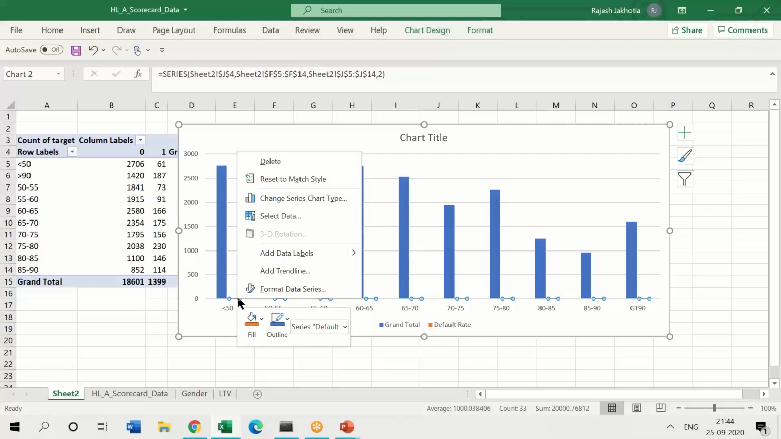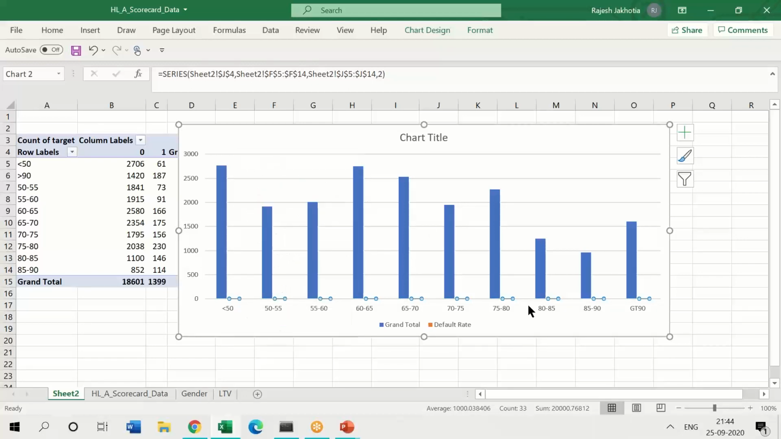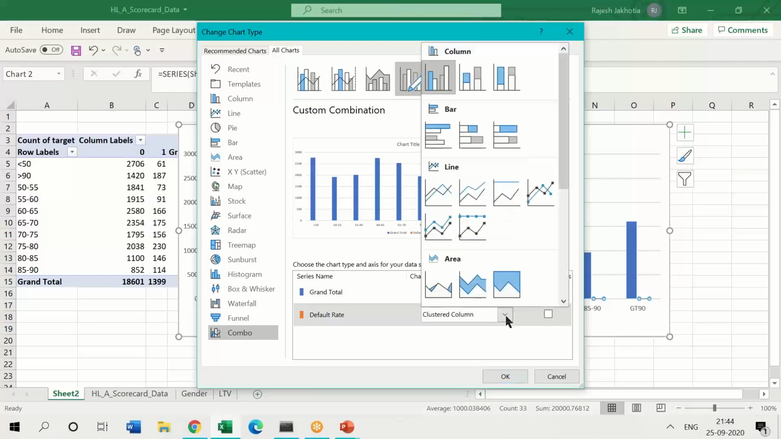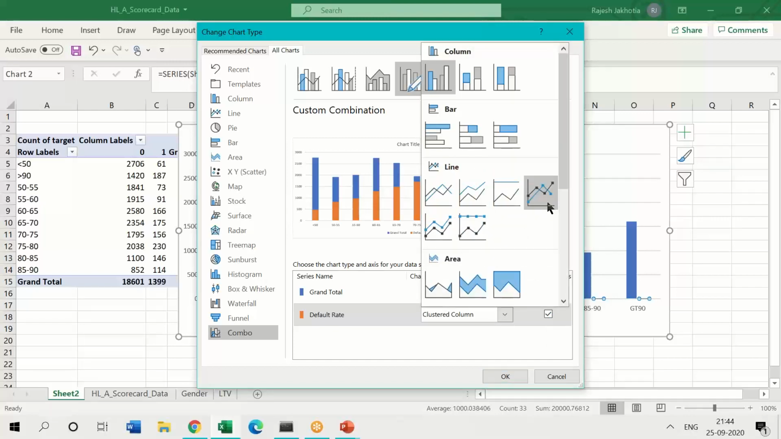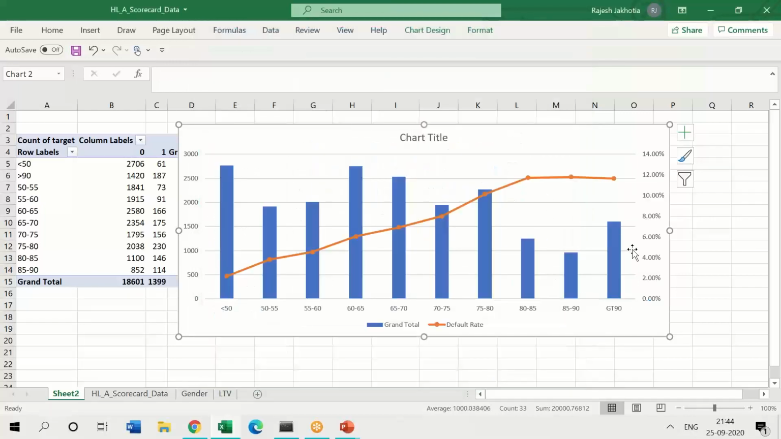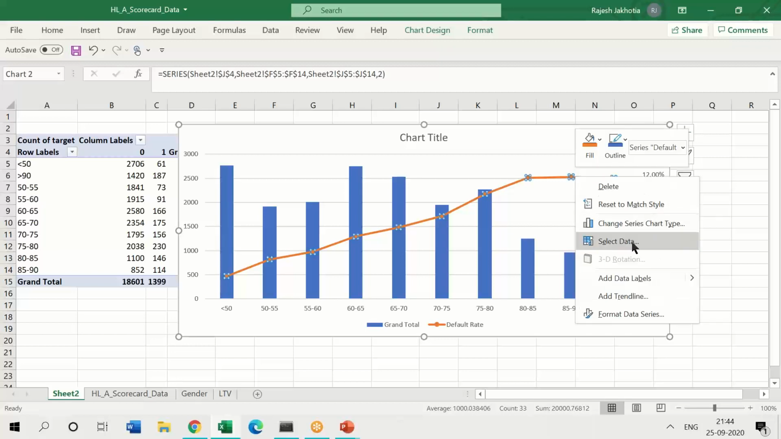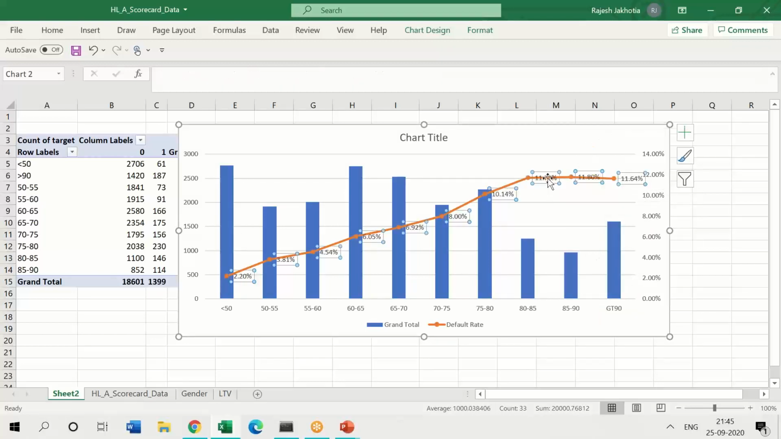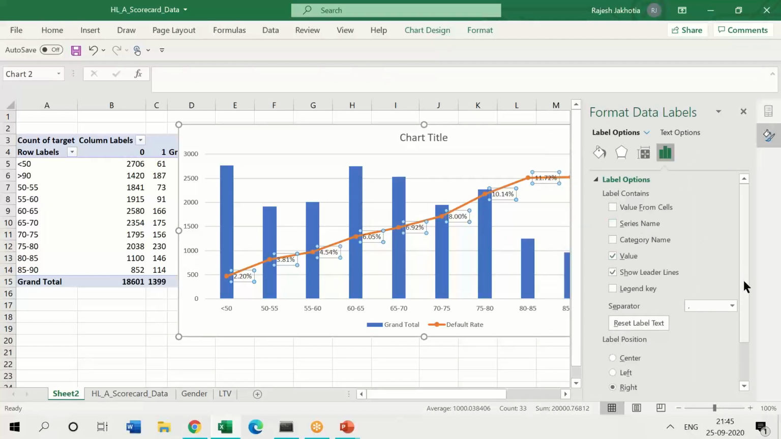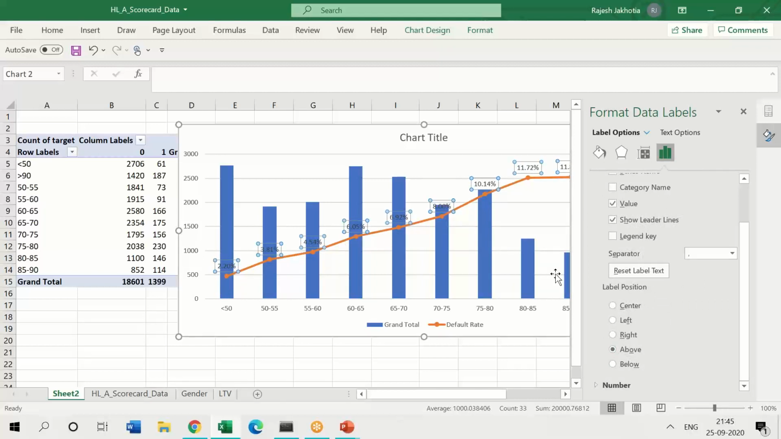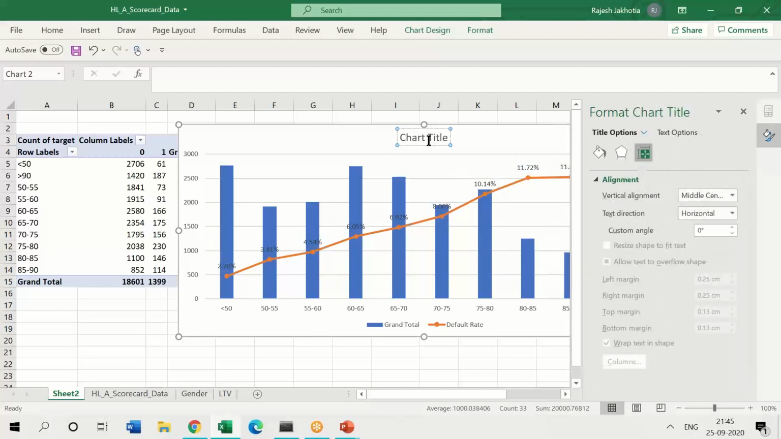I'm trying to make optimal utilization of the time. I'll change the series chart type of the second plot, and I'll make it default rate on a secondary axis. I'll put it on secondary axis and I'll make it as a line plot. Okay, so add data label. LTV versus bad rate, default rate.